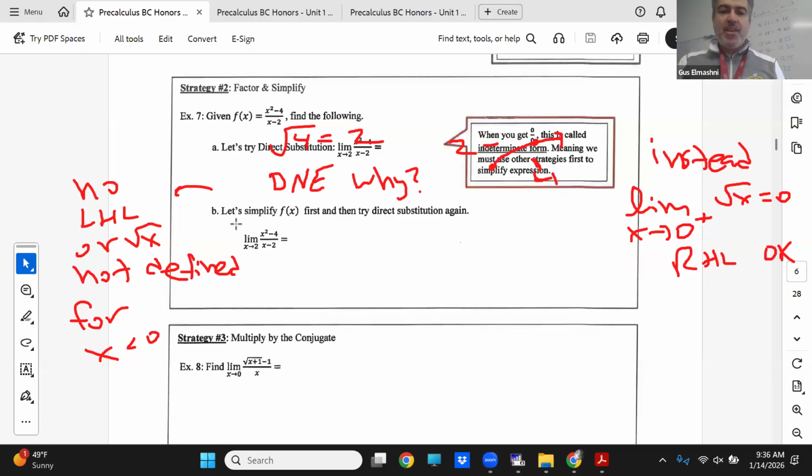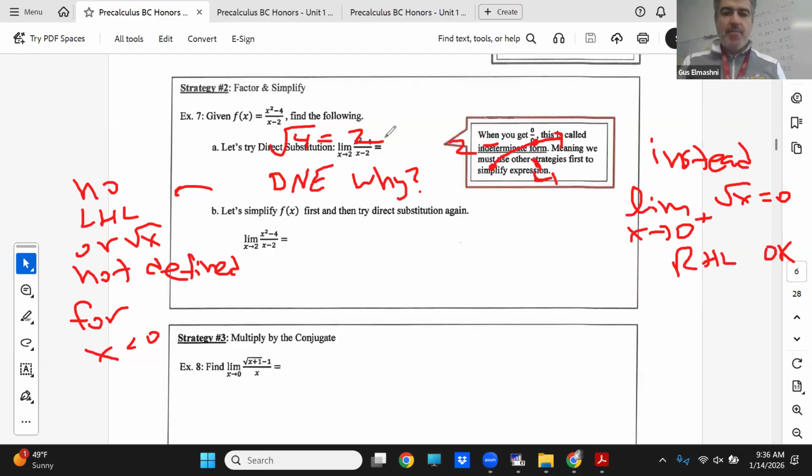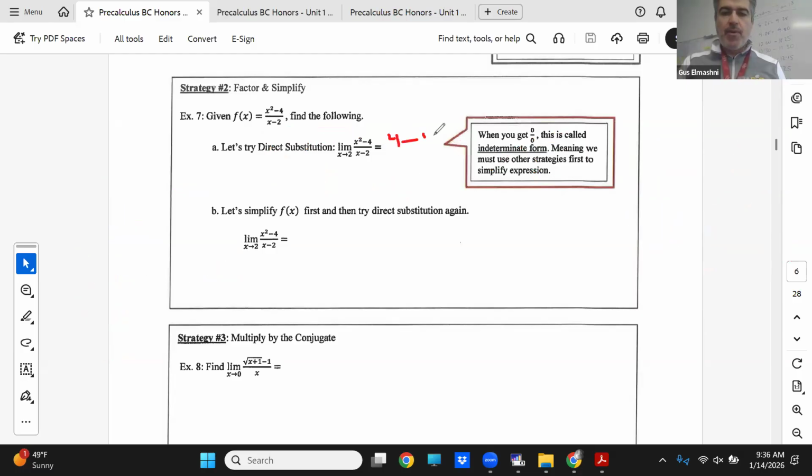So if you're asked to find the limit of something like this, right? Always try direct substitution, see what happens. Oh, geez, I don't want that. You get 4 minus 4 over 2 minus 2, which of course is 0 over 0. The problem is that 0 over 0 is called indeterminate. So we can't determine.